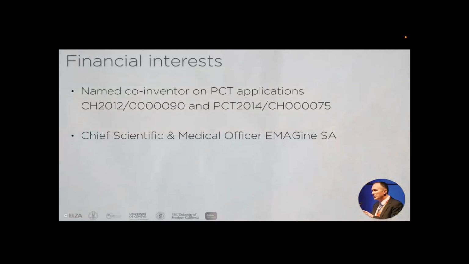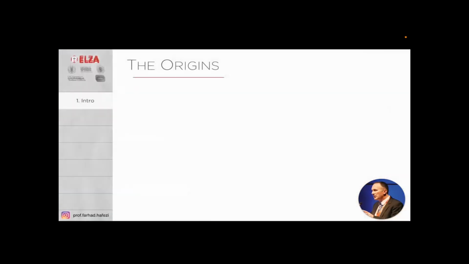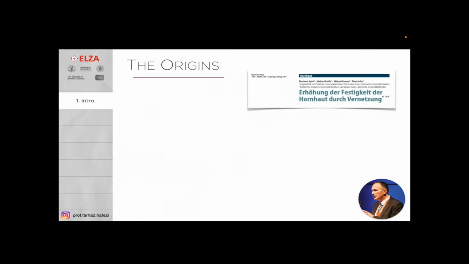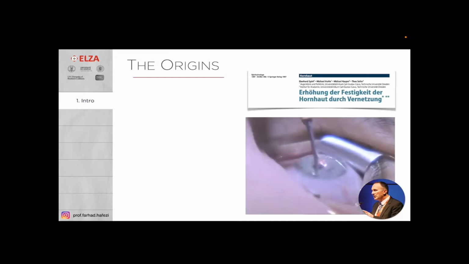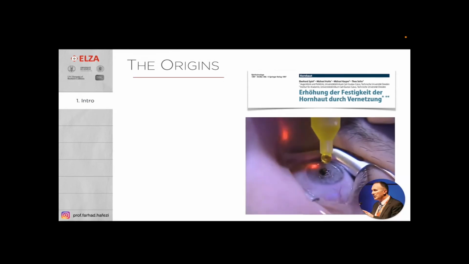Let's look at the origins of corneal cross-linking. It all started clinically in Zurich in 2002. Five years before, Eberhard Spörl and Theo Seiler published a seminal paper in German in 1997 in Der Ophthalmologe, speaking about the concept of cross-linking. And as I mentioned, in 2002 we were treating patients in Zurich, and this is the well-known epi-off procedure. It was the Dresden Protocol at the time.